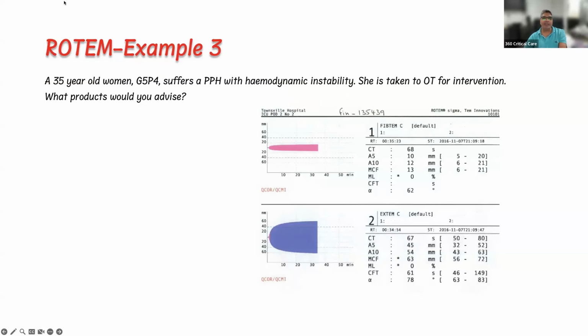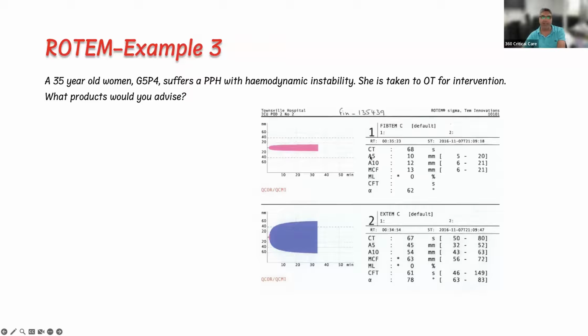This one, any takers? A 35-year-old woman, gravida 5, para 4, suffers a PPH with hemodynamic instability, taken to theater for intervention. What products will you advise? So A5 is 10 here. Usually in a pregnant patient, we want an A5 around 11. So if it is 10, probably it is a fibrinogen deficiency. In EXTEM, the A5 is pretty robust. Can you see 45? So 10 goes to 45. So good platelet function.